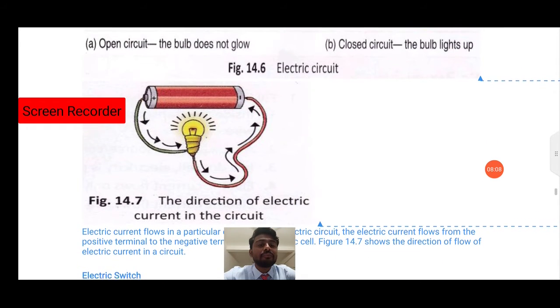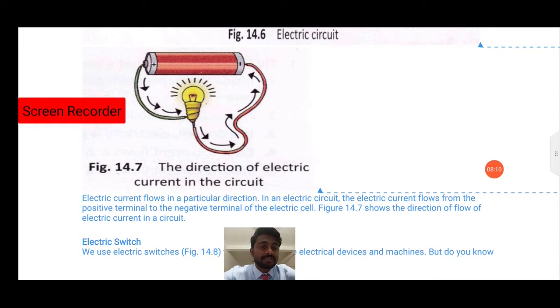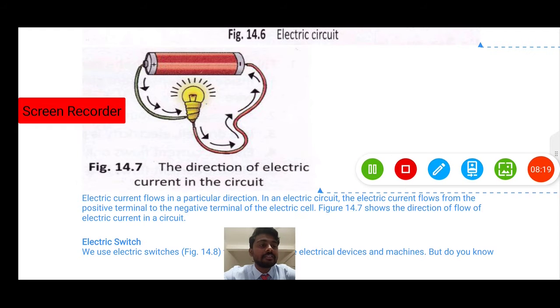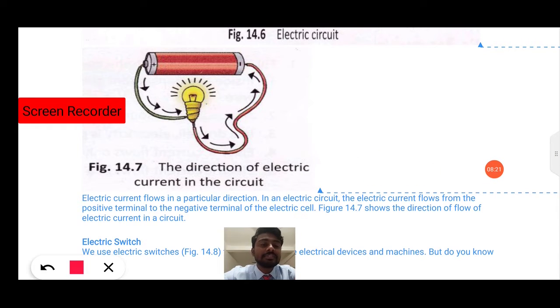See, electric current flows in a particular direction. I already told you, the electric current flows in a particular direction. In an electric circuit, the electric current flows from the positive terminal to the negative terminal of the electric cell, as shown in figure 14.7.